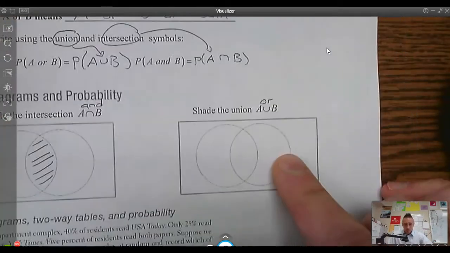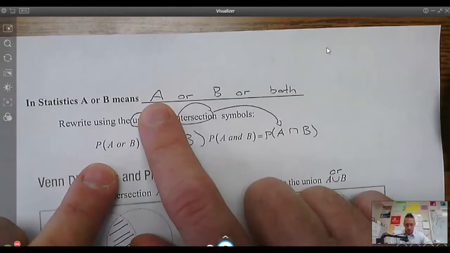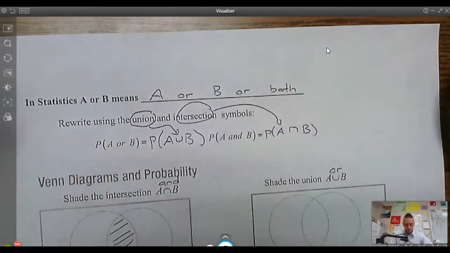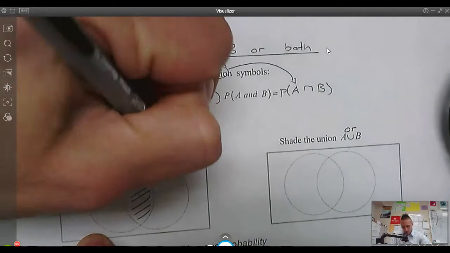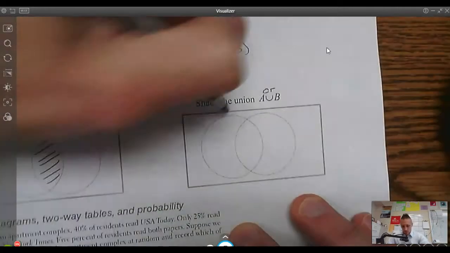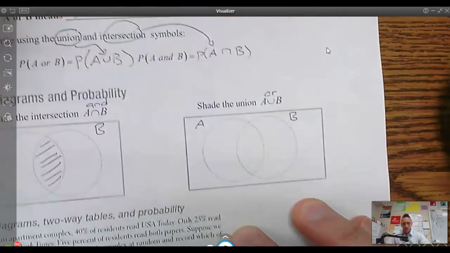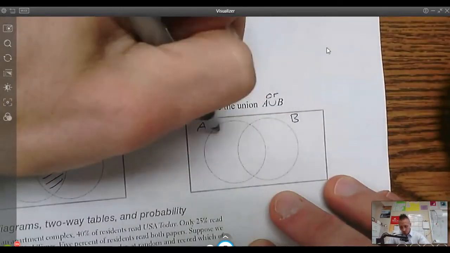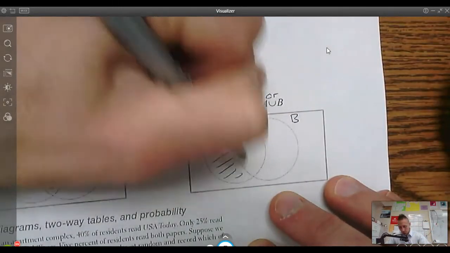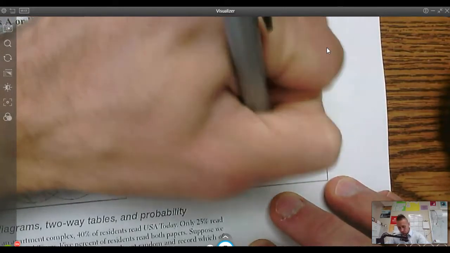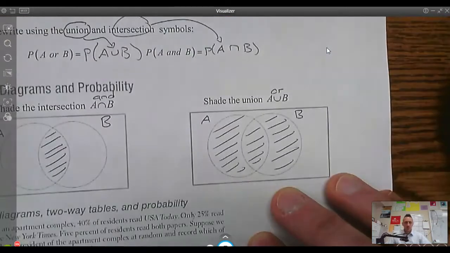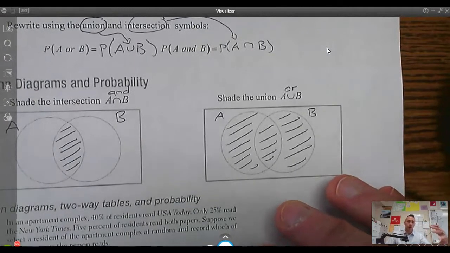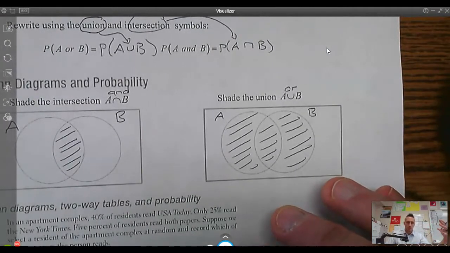A or B, remember, means A or B or both. I should have labeled this event A, event B. So event A, event B. A or B or both. That means it could just be A, could just be B, or both. So it's going to be all of that area inside the two circles.